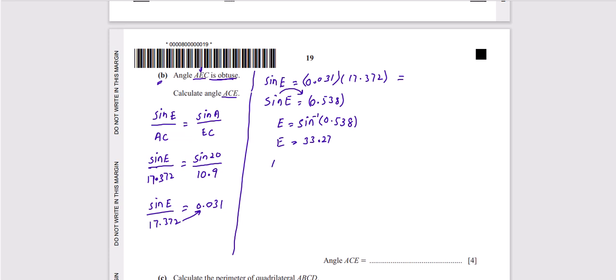That's why the angle AEC is equal to 180 minus this angle, 33.27, that is equal to 146.37, and calculate the angle of C. Now we have to calculate the angle of C. Where is C?